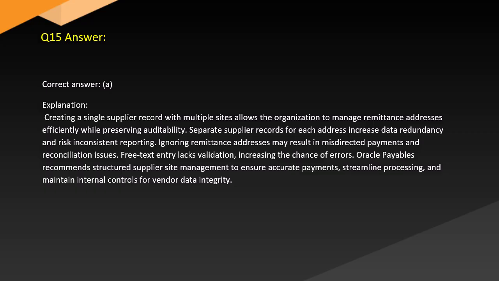Explanation. Creating a single supplier record with multiple sites allows the organization to manage remittance addresses efficiently while preserving auditability. Separate supplier records for each address increase data redundancy and risk inconsistent reporting. Ignoring remittance addresses may result in misdirected payments and reconciliation issues. Free text entry lacks validation, increasing the chance of errors. Oracle Payables recommends structured supplier site management to ensure accurate payments, streamline processing, and maintain internal controls for vendor data integrity.